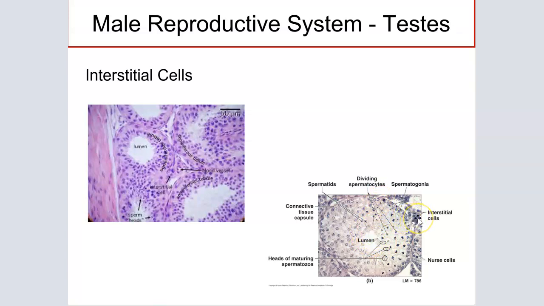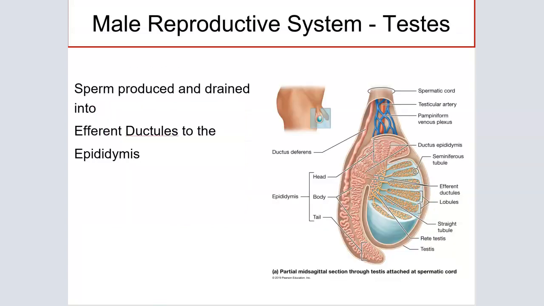And then the interstitial cells are between them, and the interstitial cells are important because they're going to make testosterone. So the sperm are made in the seminiferous tubules, and then they drain out. All of these tubules are going to drain into these efferent ductules, which are going to take it into this coiled structure called the epididymis. So the sperm move from the seminiferous tubule to the efferent ductules down to the epididymis.